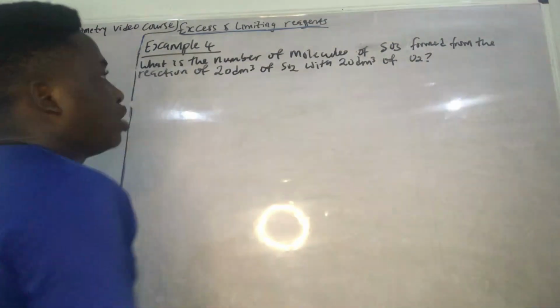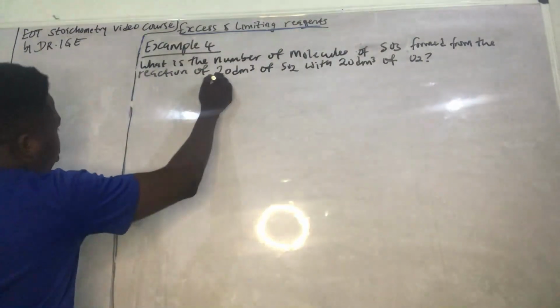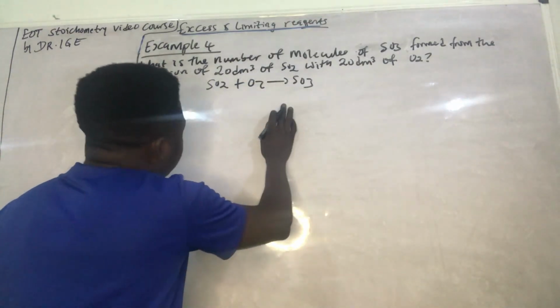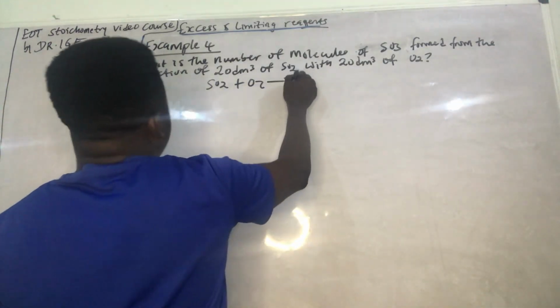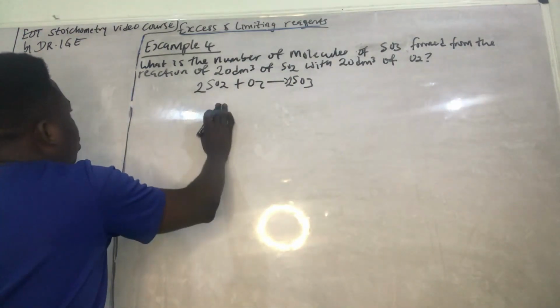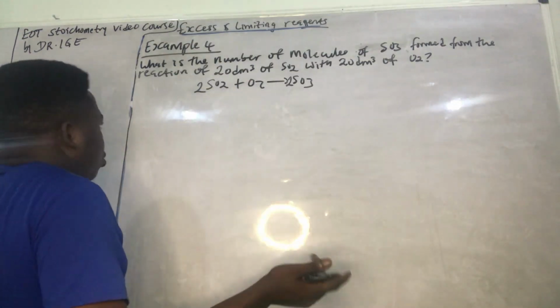So this one is another dimension. So the logic is still the same. The first thing is to write the equation. SO2 plus O2 gives SO3. Is it balanced? No. I need a 2 here, let's see first, and 2 here. So we have 2 sulfur, 2 sulfur, 6 oxygen, 4 here plus 2, so it is balanced.